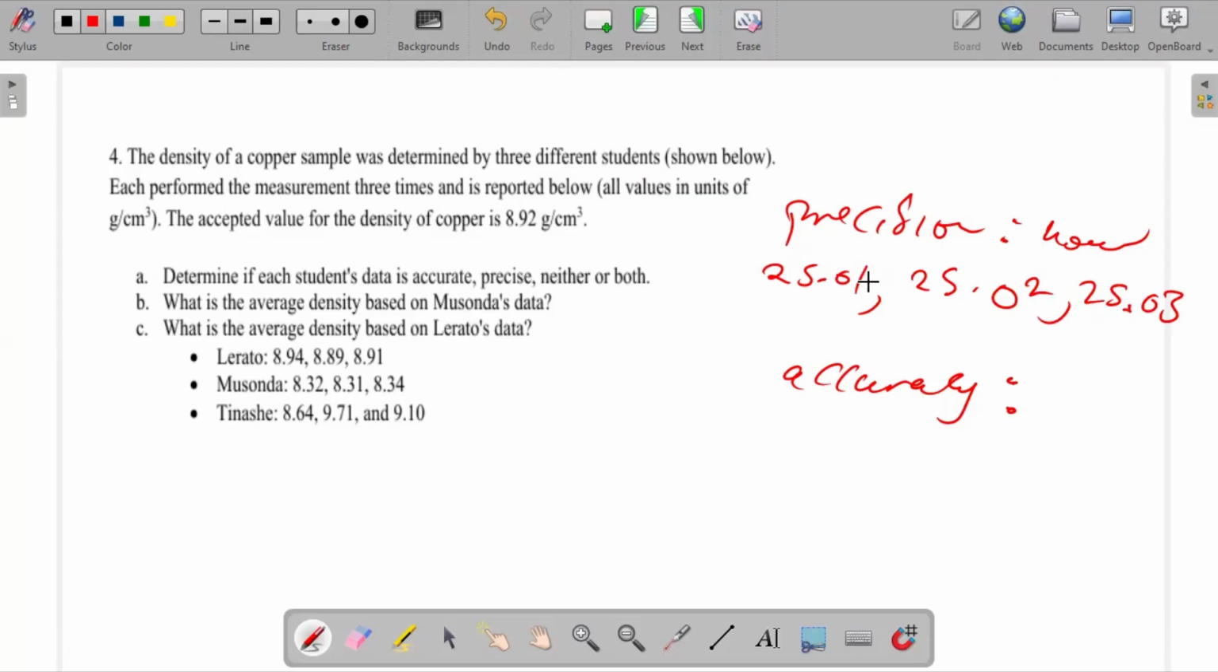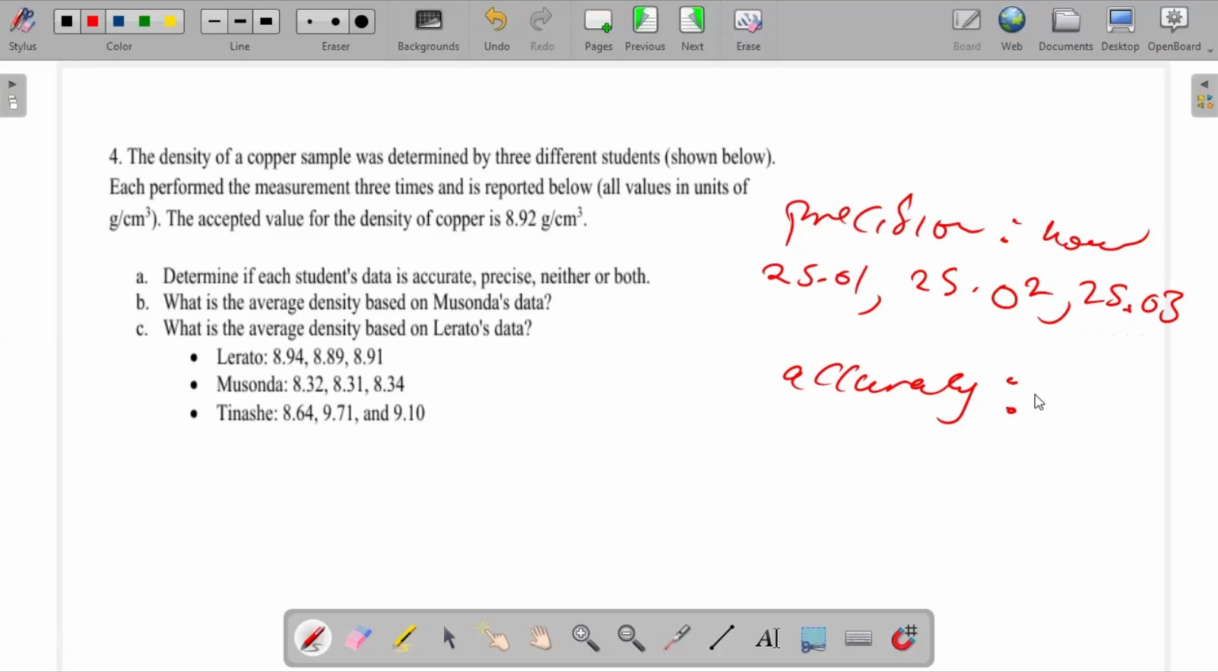Now, for precision, you want to see how close these measurements that you are getting are to each other, isn't it? That is precision. If they are very close to each other, then you are going to say you are precise, isn't it? Okay, so you should be able to understand precision. I hope people are clear on precision. So how close measurements are to each other is what we call precision.